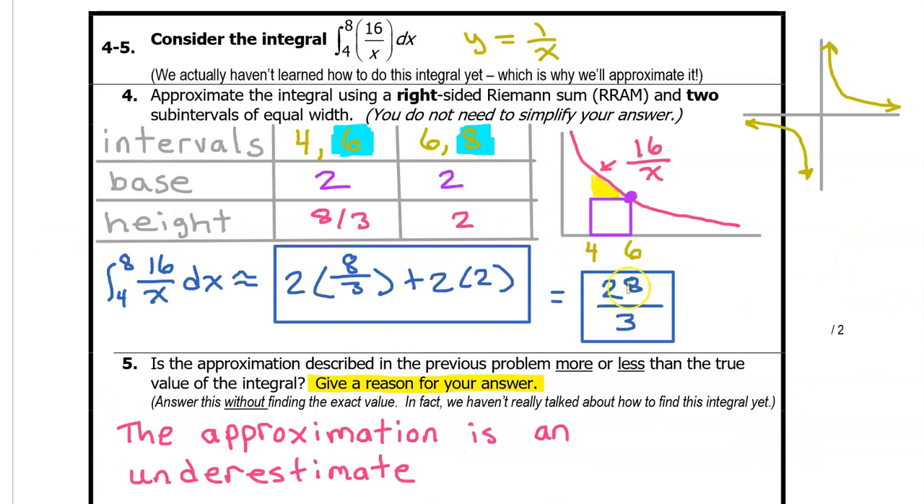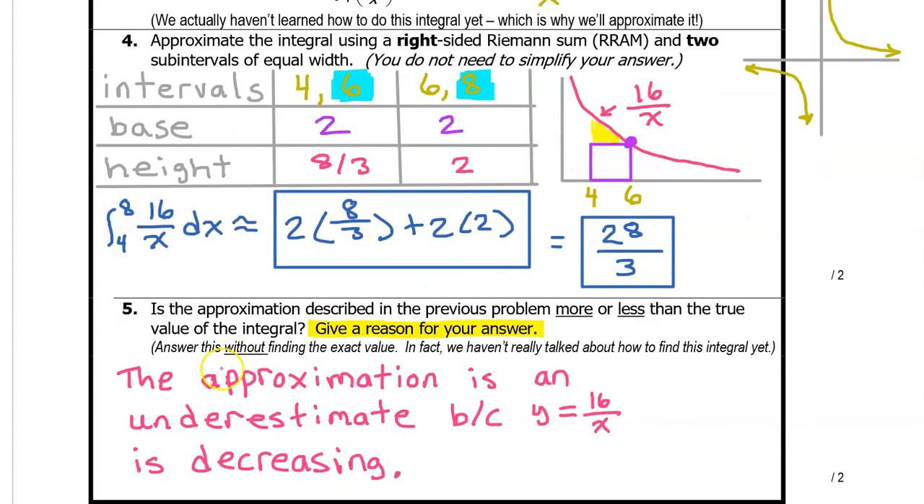Let's take a look. So we got an underestimate. We can tell that from the picture. Our justification will be because the function 16 over x is decreasing. Putting it all together, the approximation is an underestimate because y equals 16 over x is decreasing.